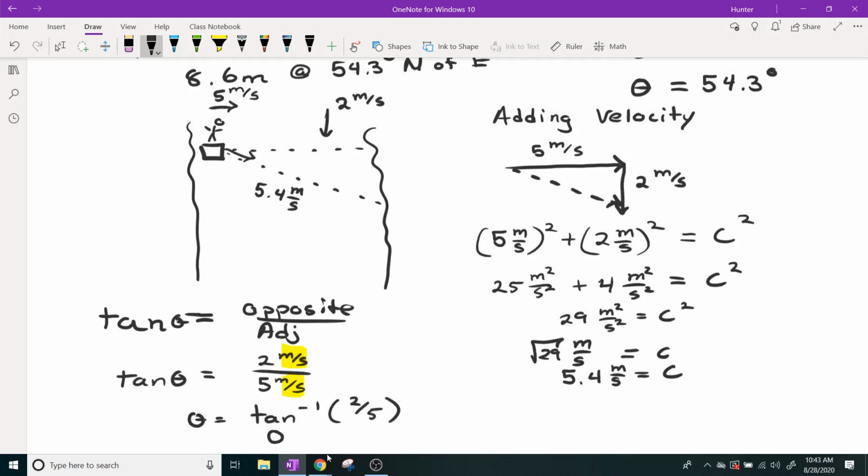21 degrees-ish. It was 21 point what? 8? Okay, we'll go with that. 21.8 degrees. And it's going south, right? So our velocity is going to be 21.8 degrees south of east, because we're starting at the east direction and we're going 21.8 degrees south of east.